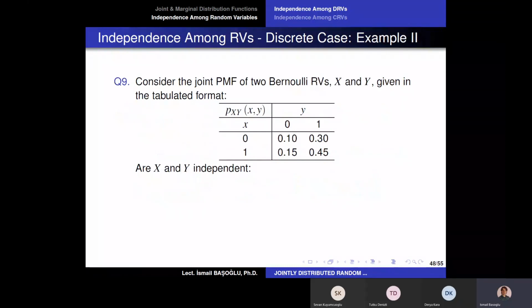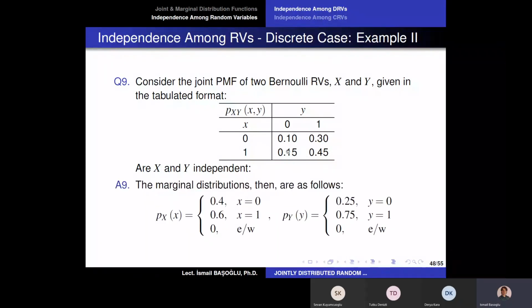How about this one? We have the joint probability mass function of two Bernoulli random variables again, x and y. Again, we have the joint probability mass function in the tabulated format. Are x and y independent? The question is asking this. Now I am going to answer this question like this. I'm just going to compute the marginal probability mass functions in the first place.